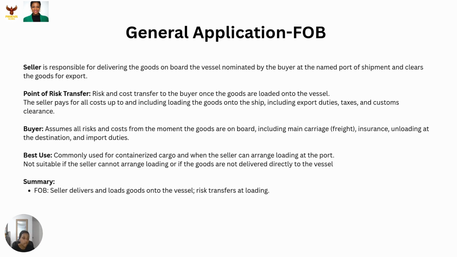The seller pays for all costs up to and including loading the goods onto the ship, including export duties, taxes, and customs clearance. The buyer assumes all risks and costs from the moment the goods are on board, including main carriage, freight, insurance, unloading at the destination, and import duties. The best use is for containerized cargo and when the seller can arrange loading at the port. It's not suitable if the seller cannot arrange loading or if the goods are not delivered directly to the vessel. Summary: with FOB the seller delivers and loads goods onto the vessel, and risk transfers at loading.